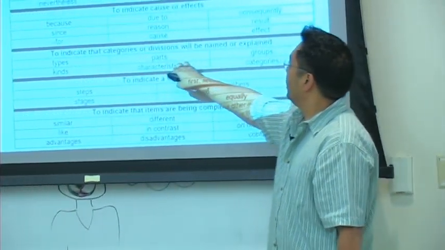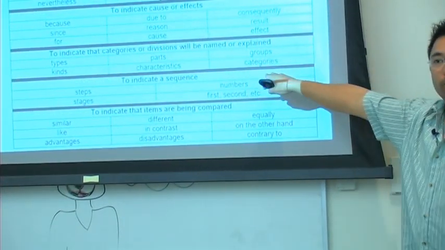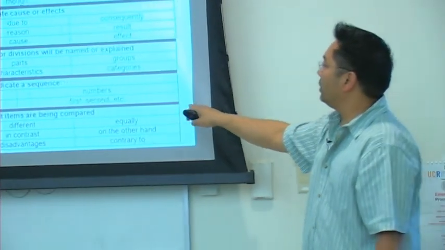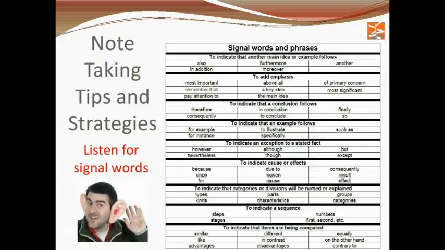Cause or effect, things that designate categories or divisions, indication of sequence, and things that are being compared. How many of you had a test to compare and contrast? Okay? So you're going to see these words. You're going to pull out your little mind map as you put together your essay. Right? You feeling me?